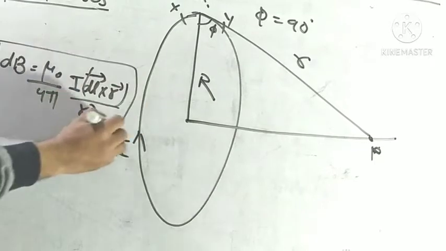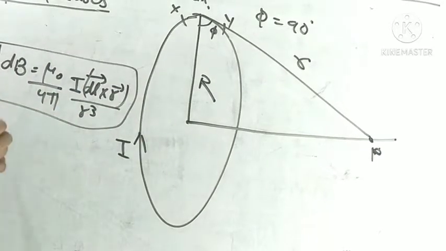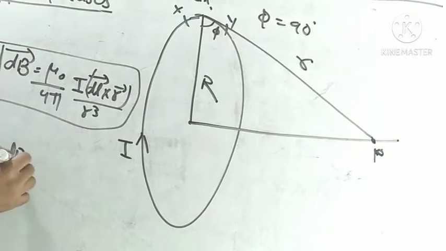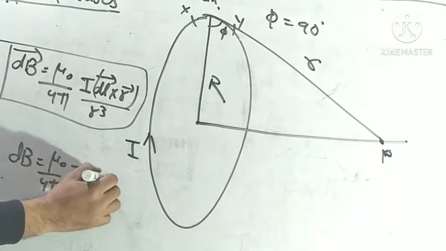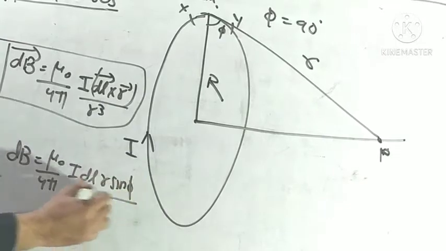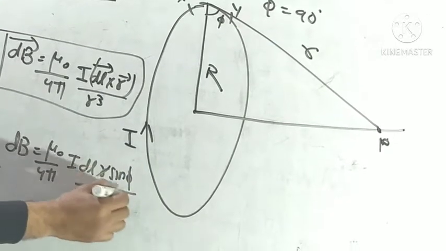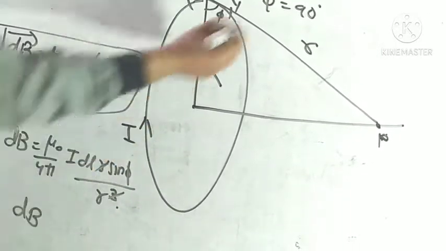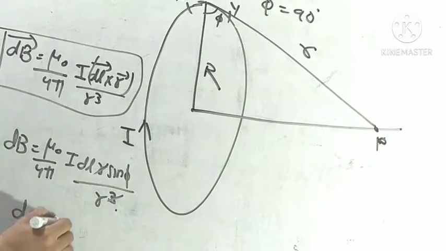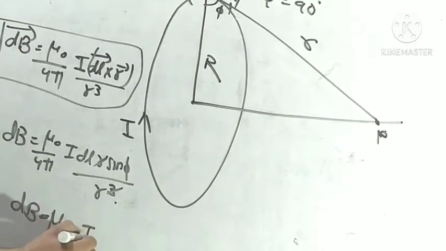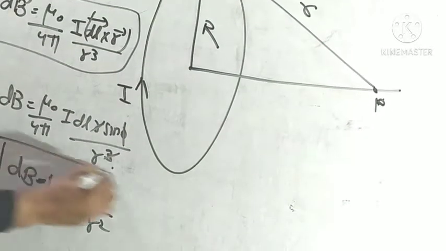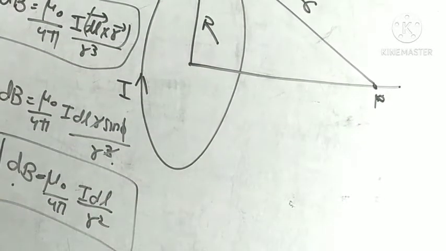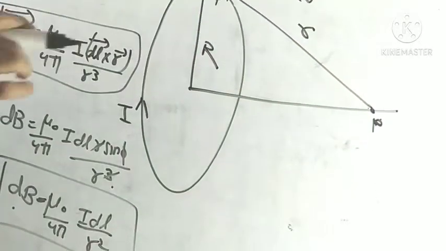We already know that. This is in vector form, and in scalar form it is mu naught upon 4 pi, I dl r sin phi upon r cubed. Here r and r will cancel, and phi is equal to 90 degrees. So dB is equal to mu naught upon 4 pi, I dl upon r square. This is the magnetic field at point P due to this small element.